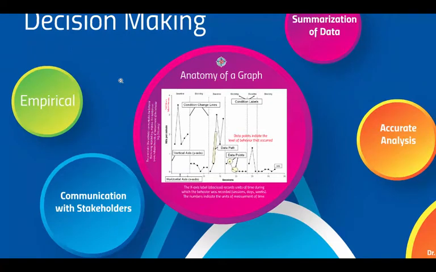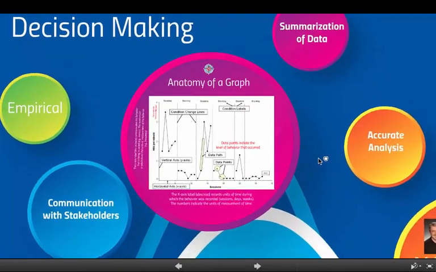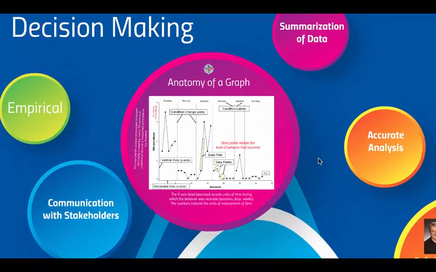Now, once again, I've mentioned that the graphs are used for the purpose of decision making, and therefore they contain empirical information. We use these graphs for the purpose of communication with stakeholders. The graphs are providing summarization of data. It's organizing data for us in a way that the eye can view it. We can do a visual inspection of it. Once again, this is what we do in the field of behavior analysis. We're doing visual inspection of data. You've got the anatomy of the graph there, and I'm just giving you an orientation in terms of how you can begin looking at the information.